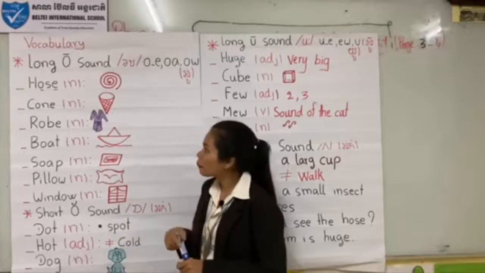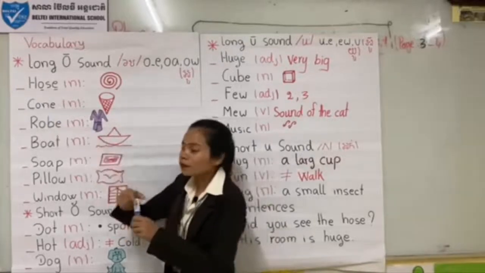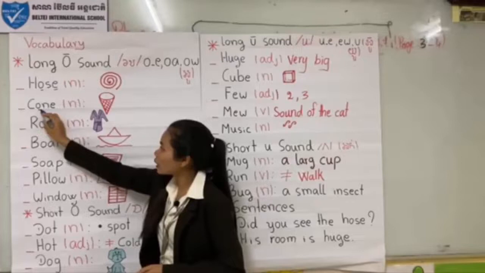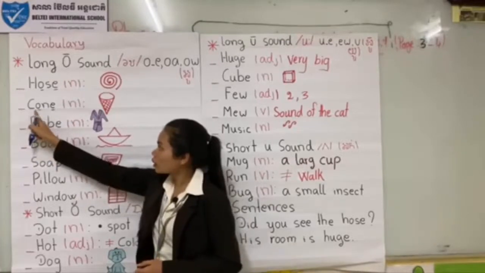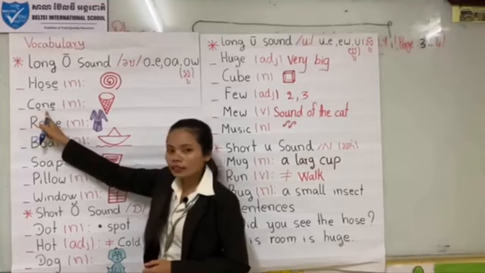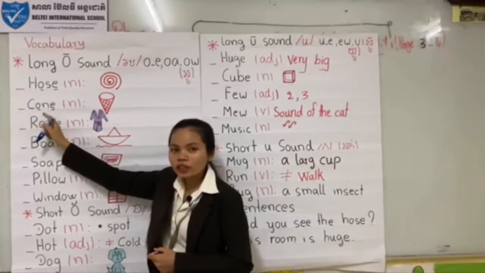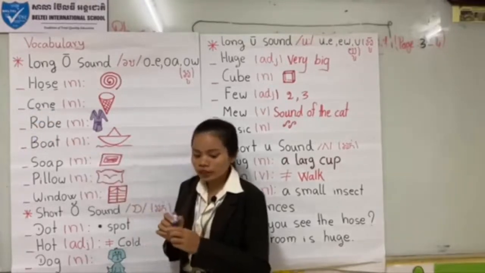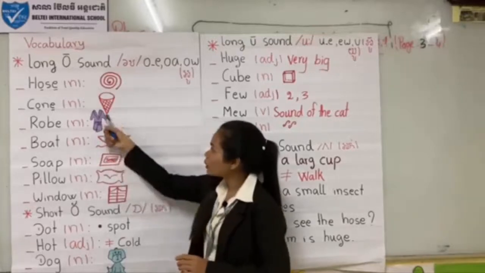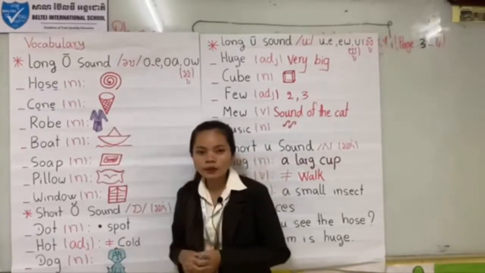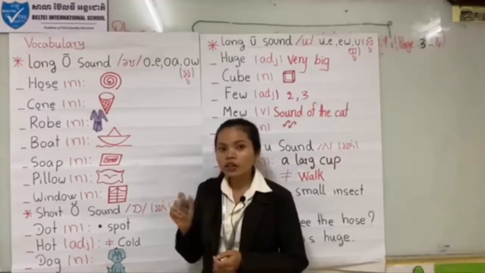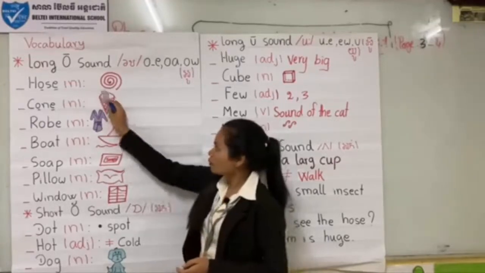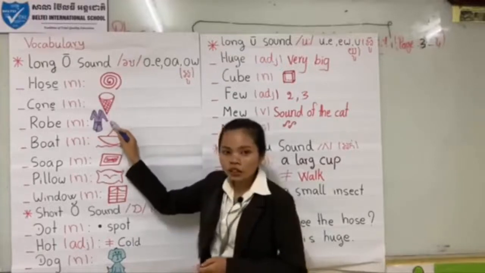Okay. Next, once again, O silent E. Sound O. Cone. Cone is like an ice cream cone. Or a thing that has the shape of a cone, this shape we call cone.